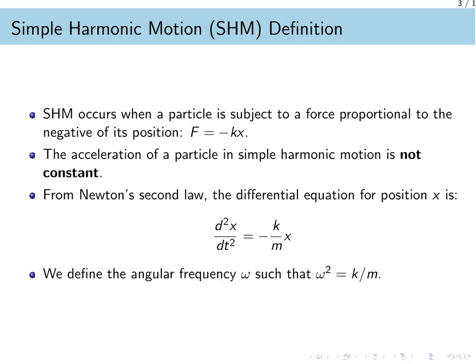To simplify this, we define the square of the angular frequency, denoted as omega squared, to be equal to the ratio of the force constant k to the mass, m. It is important to note that the acceleration in this type of motion is not constant. It changes continuously as the particle moves.